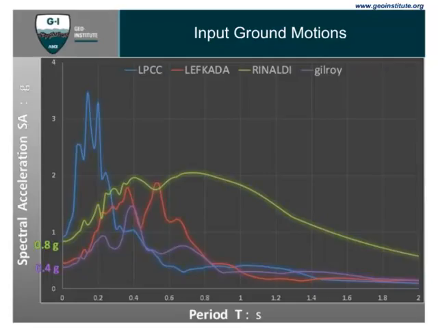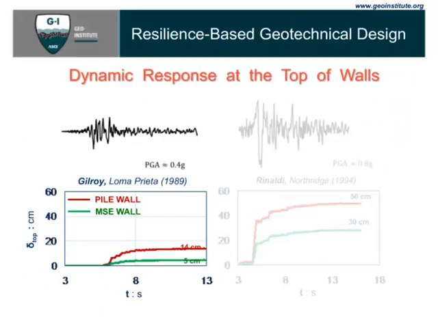Then we used several ground motions, and here are some of them presented in the form of spectral accelerations for 5% damping. And what I would like you to focus on is the two records of Gilroy on Loma Prieta, that is the purple line, and the Rinaldi Northridge motion, which is an extreme motion. They have, as you can see, 0.4 G and 0.8 G as PGA. And they are considered the moderate and the extreme event that we tested these two systems with.